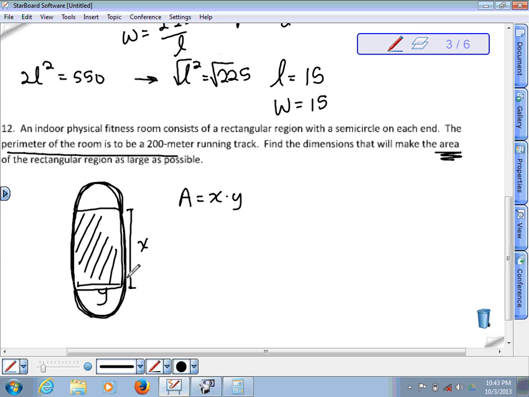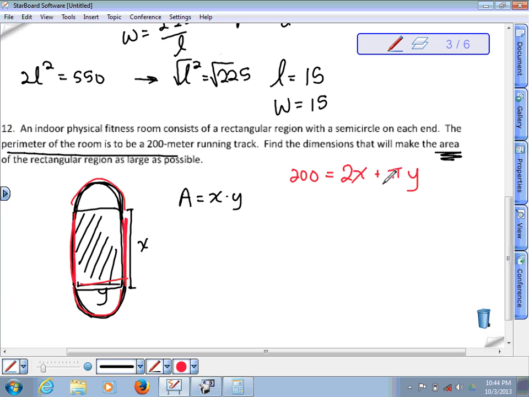Now, the perimeter is these two sides of the rectangle. Let me do this in a different color. It's this side of the rectangle and that side of the rectangle. So the perimeter, 200, is equal to 2x, but then it's also this top half and the bottom half. So it's actually a full circumference of a circle, and the diameter of that circle is y. Now the circumference of the circle is pi times the diameter. So we have plus pi times the diameter of y. So this is the perimeter.